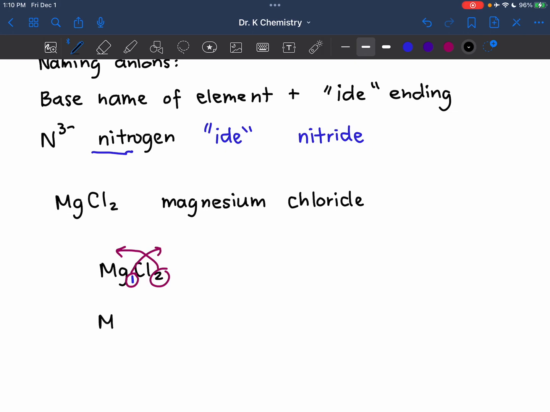Since magnesium is listed first and it's a metal, we know that it has to be a cation, it has to have a positive charge. So that will be a charge of +2. Chloride is listed second and it's a nonmetal, so it'll be an anion, which means its charge is -1.